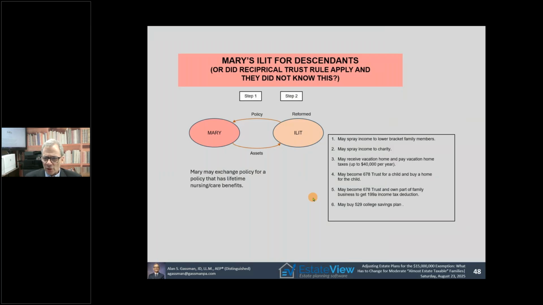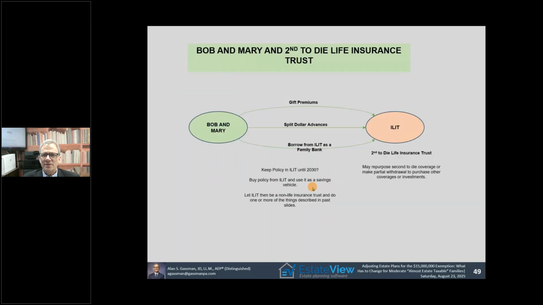Okay, so Mary's ILETs for descendants, the same situation. Second to die policy, same situation. Do they gift the premiums? Do they loan money in the future? Do they borrow money at arm's length? And then it can be repaid after they die by letting the life insurance trust receive some of their assets.